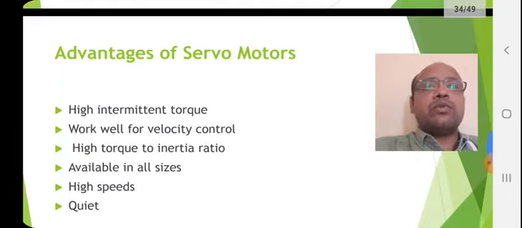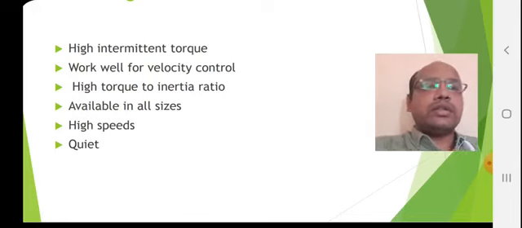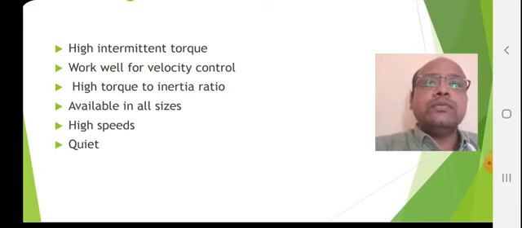Now the advantages of servo motors, let us see. High intermittent torque. High intermittent torque means what? Whenever there is no continuous flow of work, there may be a gap in between two works, so there will be a disturbance or interruption in the work. So torques are applied in different stages, that is called intermittent torque. Intermittent means irregular torque.